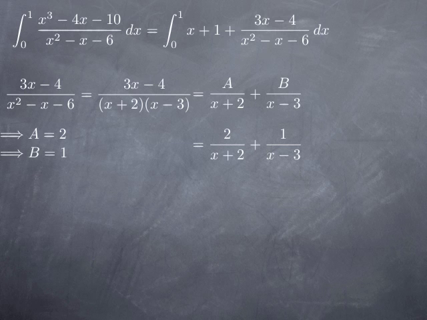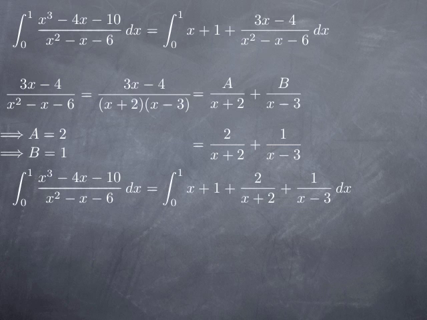That means that our fraction can be rewritten as 2 over x plus 2 plus 1 over x minus 3, and therefore our integral is the integral from 0 to 1 of x plus 1 plus 2 over x plus 2 plus 1 over x minus 3.